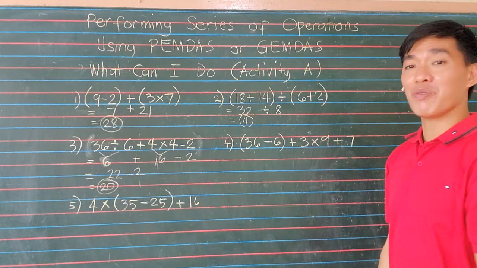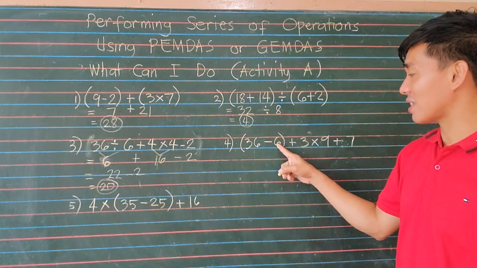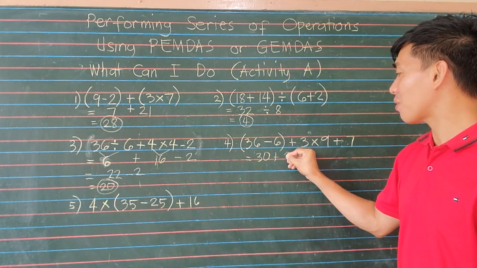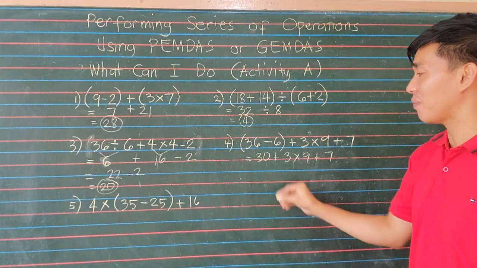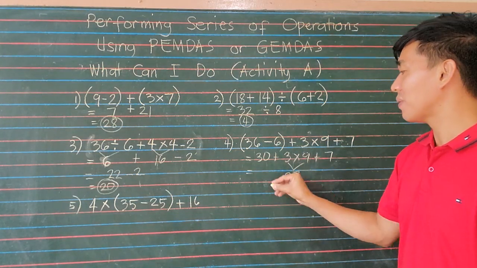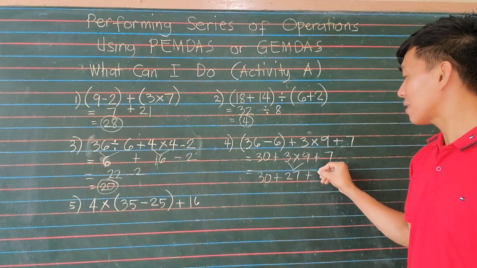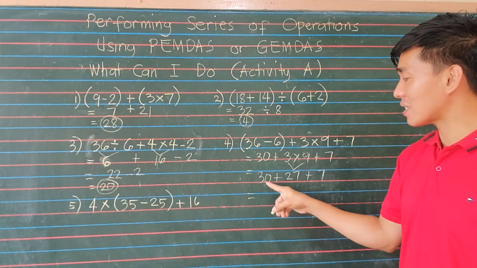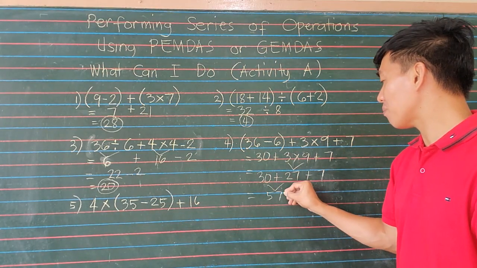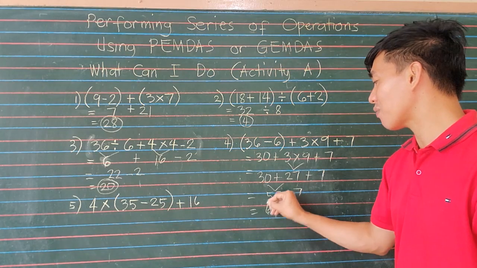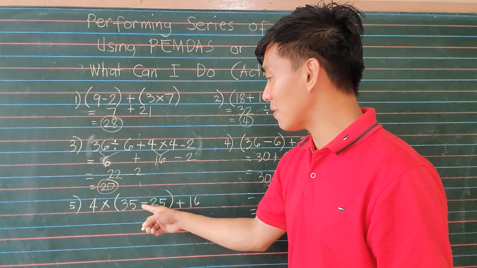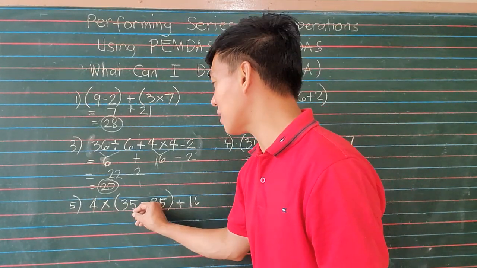Let's proceed to item number 4. 36 minus 6, which is inside the parentheses, is equal to 30. Then copy plus 3 times 9 plus 7. Of course, multiplication first. 9 times 3 is equal to 27. Copy 30 plus and plus 7. In this case, 30 plus 27 is equal to 57 plus 7. That is equal to 64. So final answer, 64.